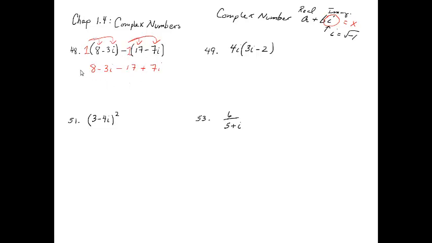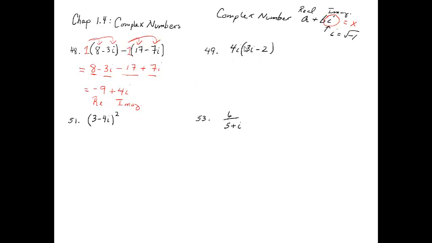Awesome. So now let's put our like terms together. Well, I have 8, and I have a minus 17. If I put those together, I end up with a negative 9. So that's negative 9. That's the real part. And then I have negative 3i plus 7i. If I put those together, I end up with a positive 4i. So the real part is negative 9, and the imaginary part is the 4i. Good. Let's go over to 49.